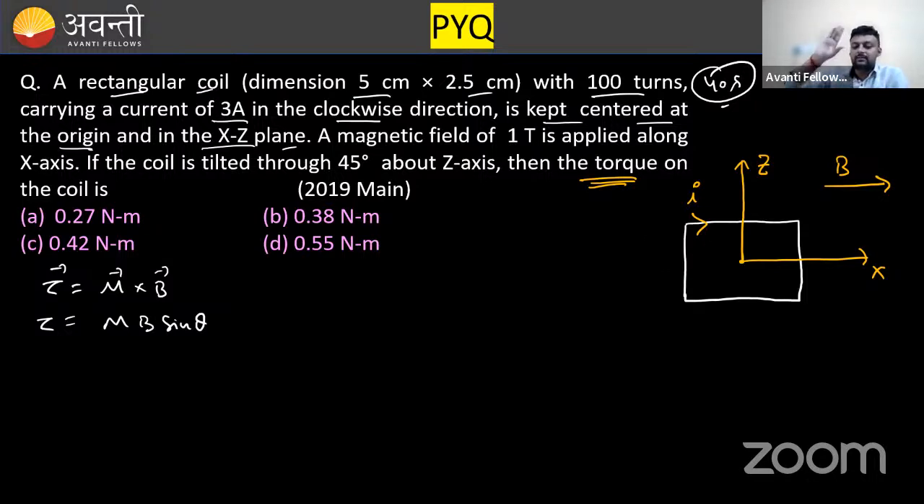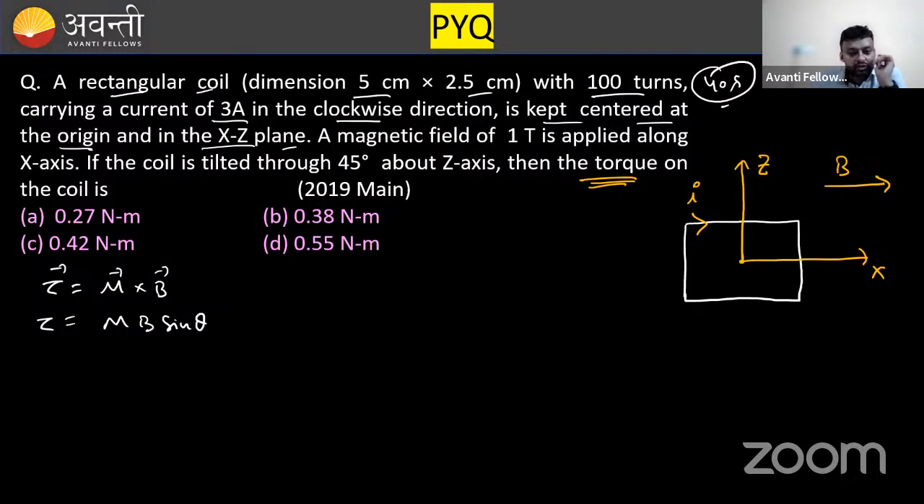Can you use your right hand? Thumb, right hand, and the current is moving in this direction. You should curl your fingers and the thumb will be inward. That means the magnetic moment is into the plane, and the magnetic field is on the right side. So angle theta is 90 degrees in this situation.